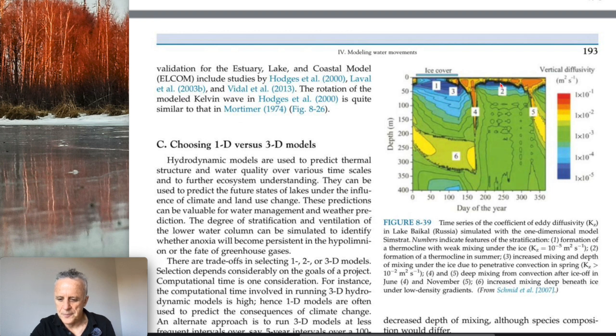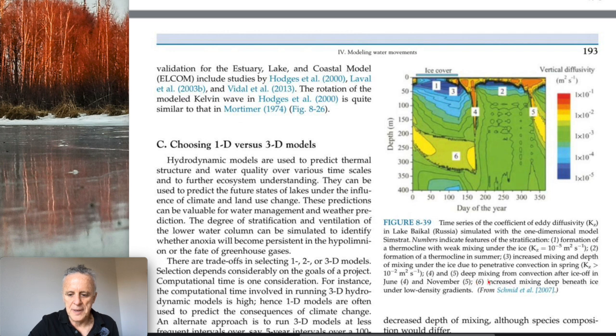And 3, we have increased mixing and depth of mixing under the ice due to penetrative convection in the spring. So we have increased mixing due to, as they say, penetrative convection in the spring, where the sun is penetrating to the ice and starting convection. So we have, therefore, some amount of turbulence going on here in the deeper part of the lake.